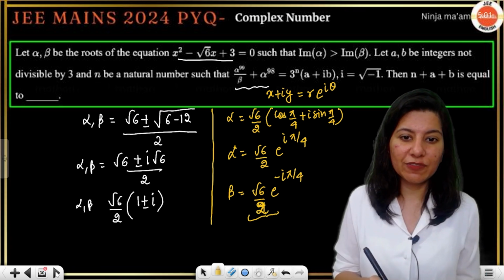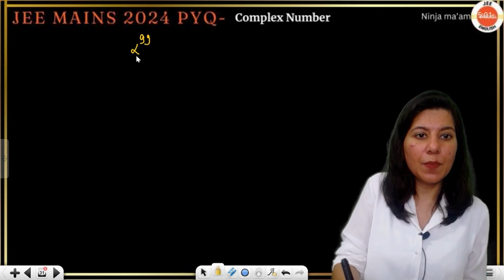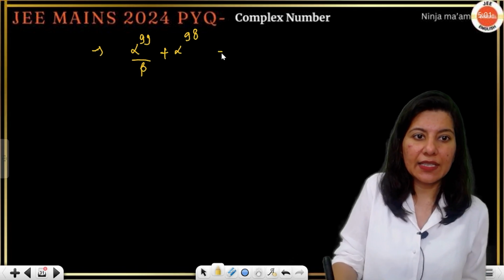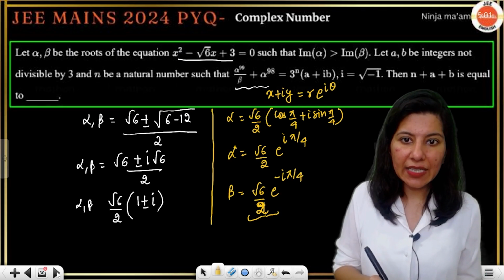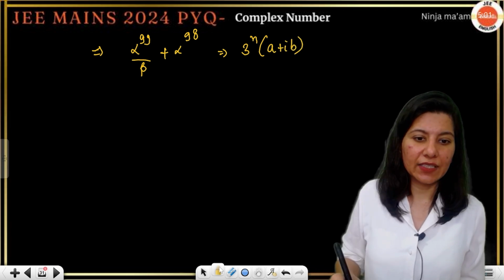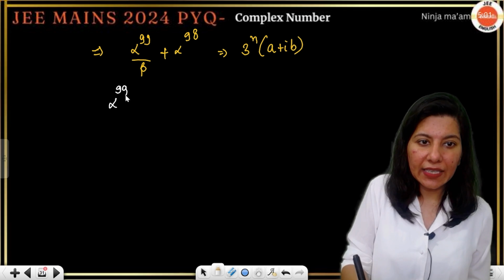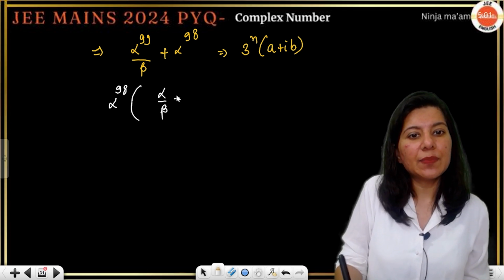Now we need to look for this expression, which is alpha power 99 by beta plus alpha power 98. That is actually equal to 3 power n times a plus iota b. Let us solve the left hand side. Let us plug in the values. Alpha power 98 can be taken common. Yes. And this is alpha by beta plus 1.